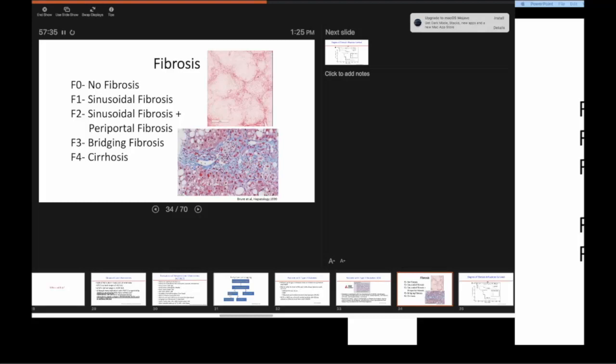Then F2 is sinusoidal plus periportal. F3 is bridging, and F4 is cirrhosis. I'm a big fan of the Sirius red, and I know a lot of the labs do it a lot. That just stains the collagen red. The nice part about that is you can put it into a computer, and they can measure the collagen proportional area for you to give you kind of a numerical value. So it's not as subjective and gives you more objective data.